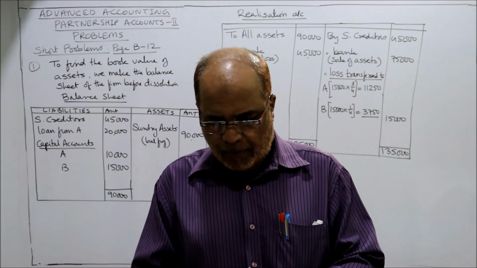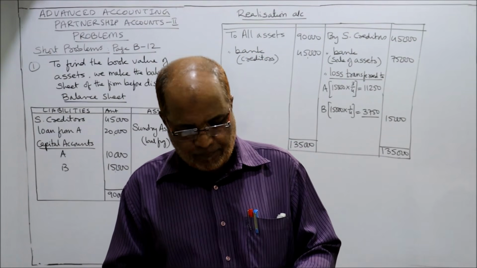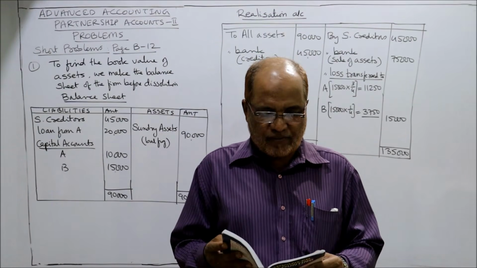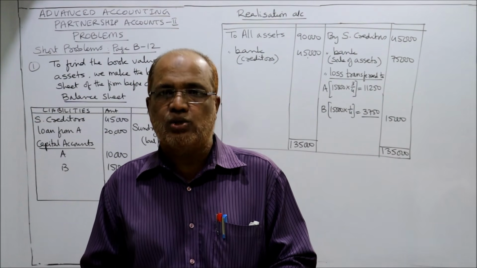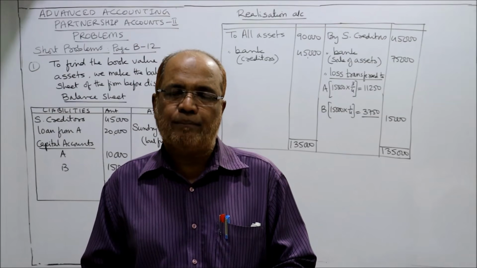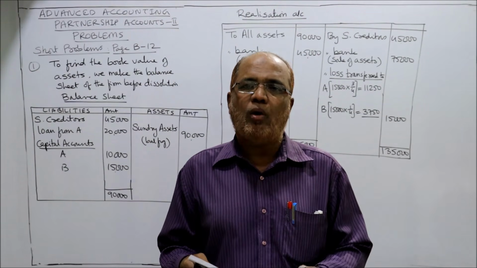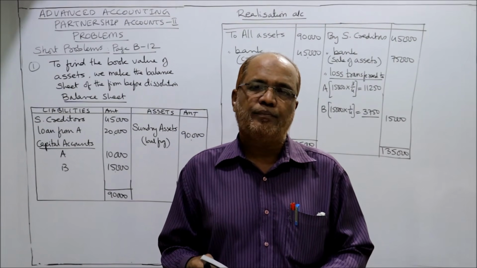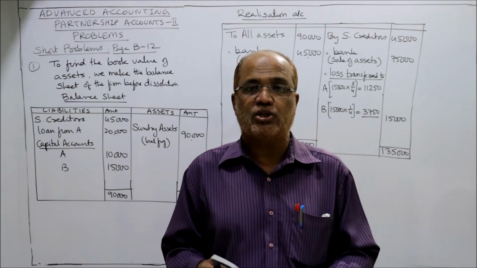Now, the first problem. It is given on page number B12, short answer questions. First problem. A and B were in partnership and agreed to dissolve. Two partners are there and they want to dissolve the business. The assets realized 75,000. All the assets are sold and 75,000 is realized. So bank account debit to realization.